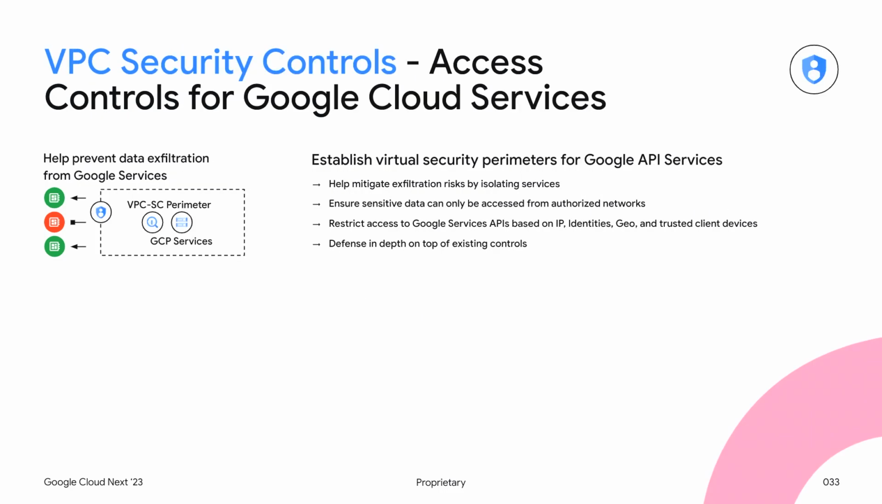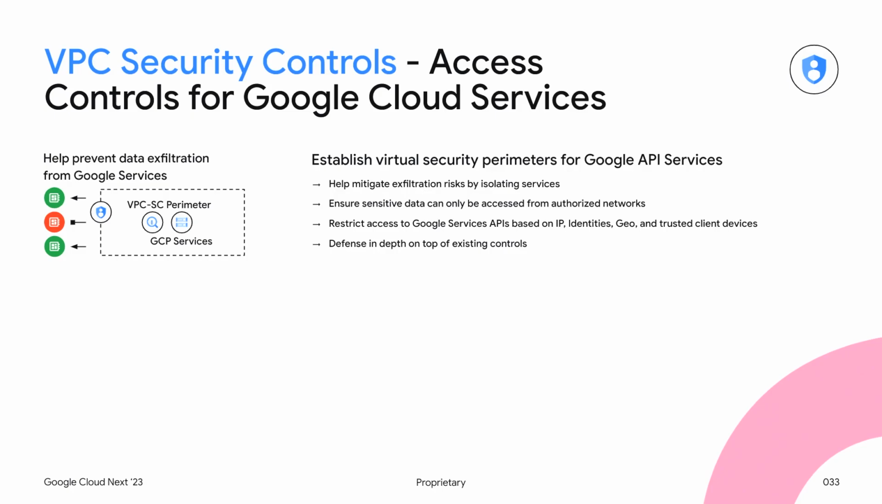VPC, let me show you another layer of security controls. VPC Service Controls is for Google Cloud services, and it prevents data exfiltration. It isolates the services, so it makes it difficult to extract data. For example, sensitive data can only be accessed through authorized networks. This provides granular controls between, say, your on-prem and your other environments, meaning all unauthorized networks are blocked.